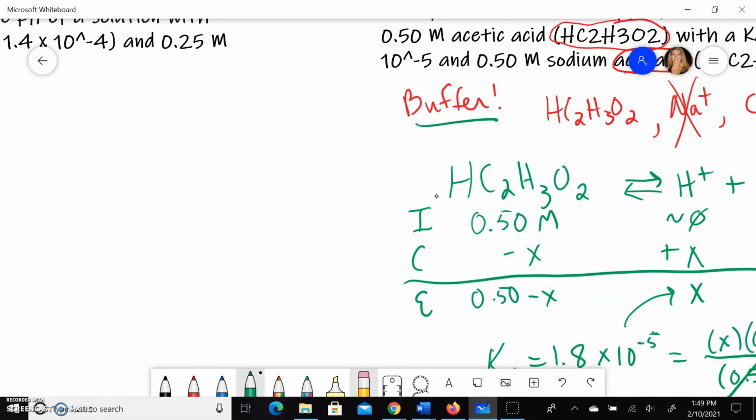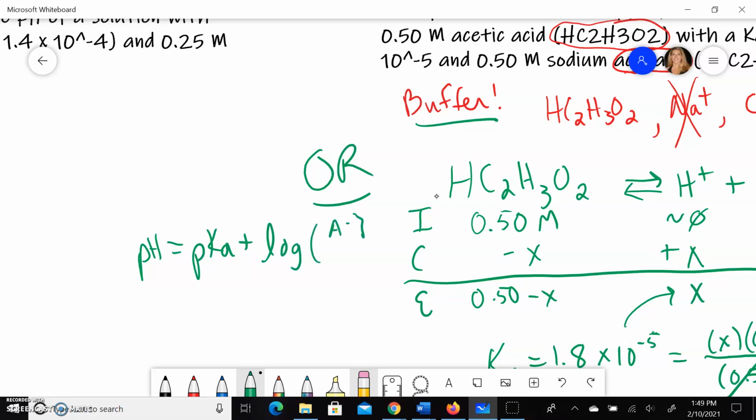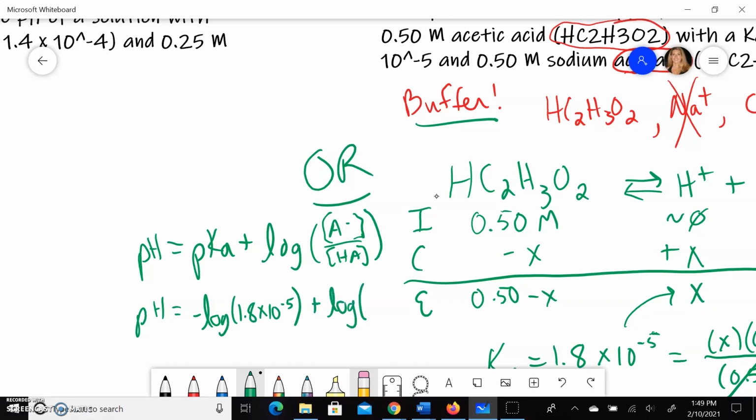However, remember we said this was a buffer. So there's a second way you can solve it. Because we know it's a buffer solution, we can just use the Henderson-Hasselbalch equation. So instead of setting up that whole ice box, you can just say that pH is equal to the pKa plus the log of the weak base over the weak acid. So we're going to take the negative log of the pKa, or sorry, the Ka, and we can set these two on top of each other.